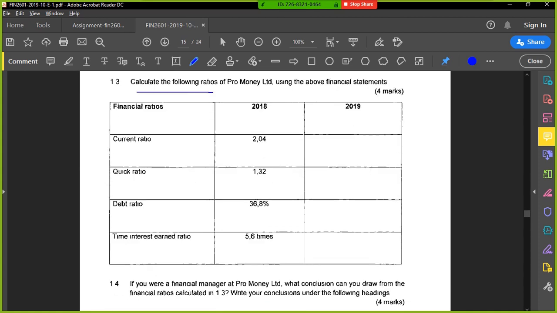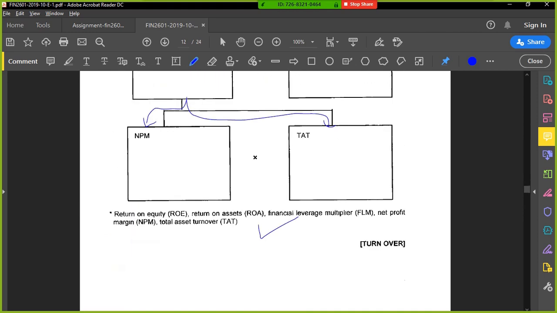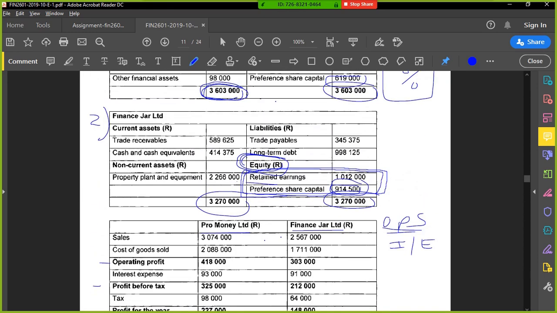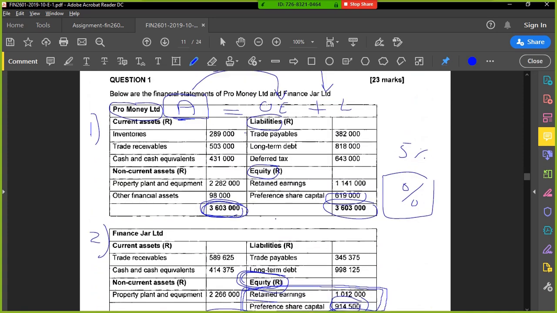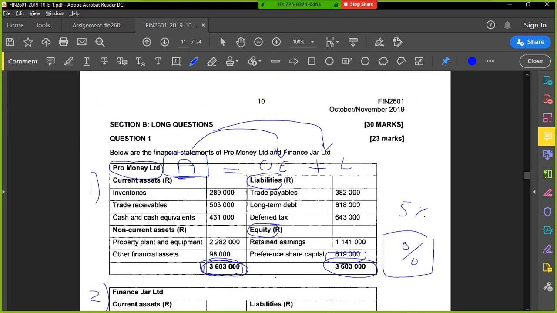Okay, and then calculate the following ratios for Pro Money using the above financial statements. Okay, now you need to do more ratio analysis. They've given you ratios for 2018. They want 2019. Was this for 2019? Let's go back and check. Finance Jar. Where's the dates? They didn't even state here 2019, hey? Oh my word. Okay, they should have said for 2019 year.